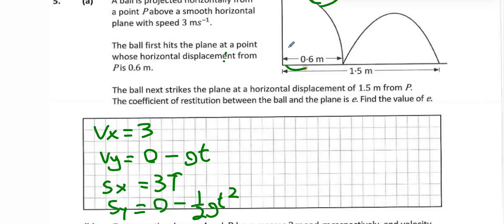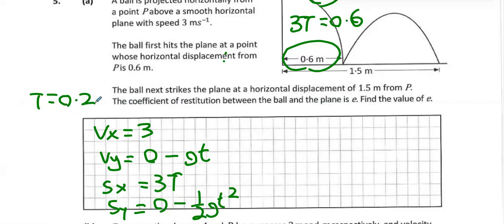And what can you say? 3t equals, so t therefore equals 0.2. Your first one is done. You get your t equals 0.2. Is that right? Now, it hits the ground, right? It comes in, hits the ground, and rebounds.